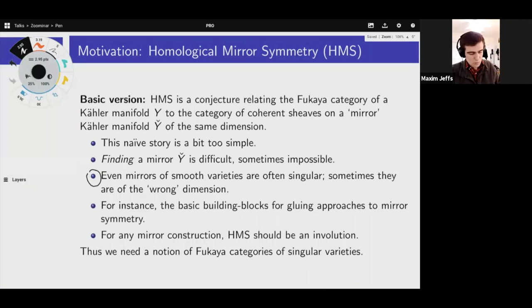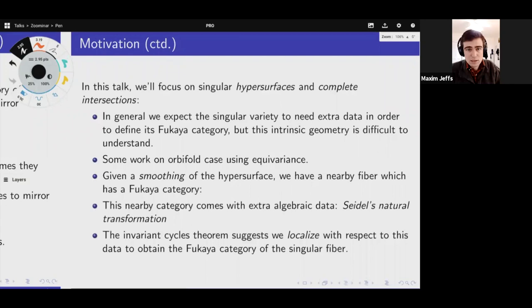In this case, I'm going to focus on hypersurfaces and complete intersections. Why is this? In general, one expects, given a singular variety, that one needs some kind of extra data, and I'll talk a bit more later about what this extra data might be, in order to define its Fukaya category. But this is difficult to understand directly, though I'll say a bit more about this later on.